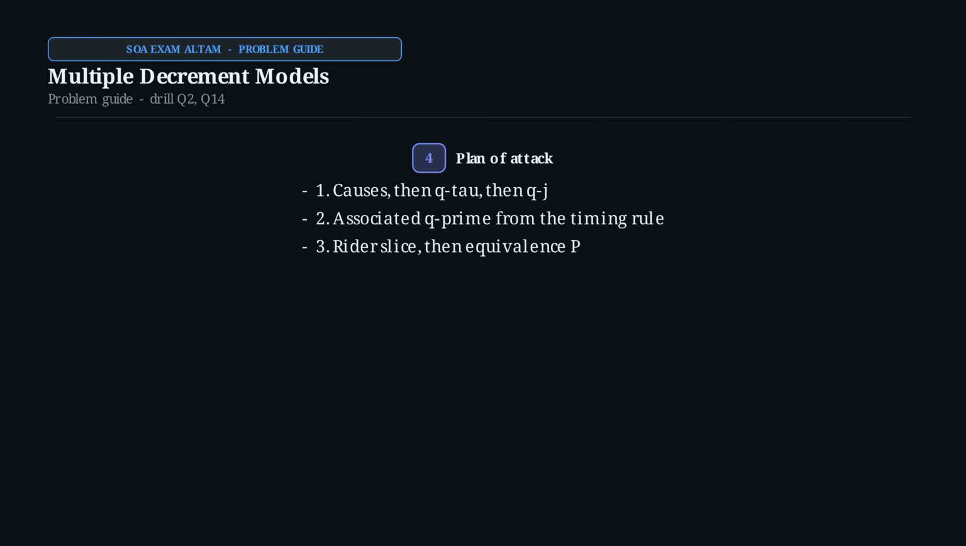Plan of attack. Write every decrement that can fire this year. Get the total decrement Q tau, then split into cause-specific D and Q. Convert to associated Q prime using the timing assumption they give: uniform distribution of decrement or constant force. If they move a decrement to the start of the year, rebuild exposures and reread each Q. If a rider pays on one cause, that insurance EPEV is a slice of the death EPEV, then equivalence gives P.